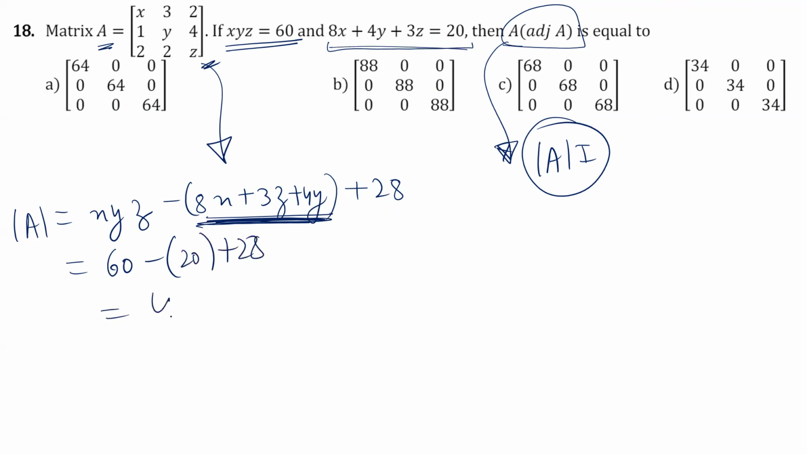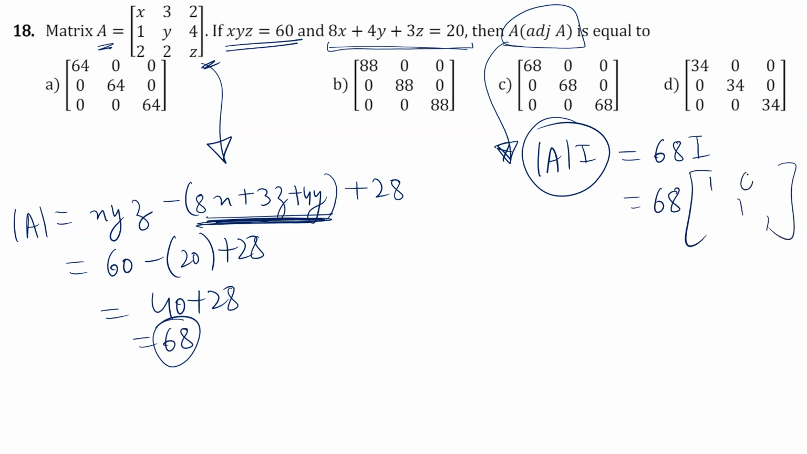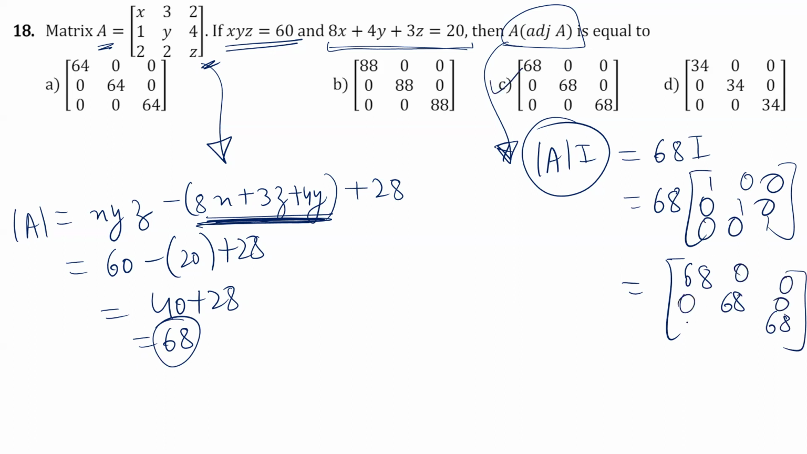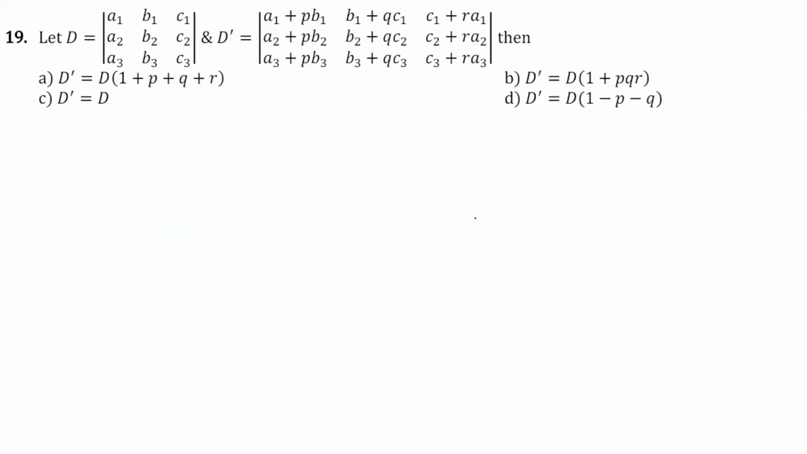So this is 40 plus 28. So this is 68. Okay. So we need to calculate 68 I, and that is basically 68, 1, 1, 1, 0, 0, 0. So this will come out to be 68, 68, and 60. So here the answer will be C option, rest will become 0. Very easy, but a little tricky if you don't know this one. Let us move to the next question.